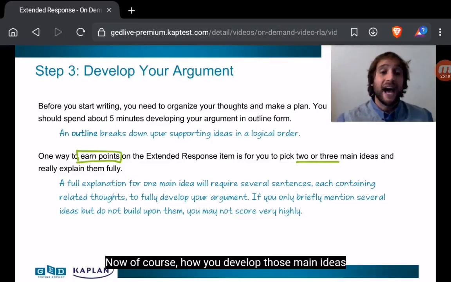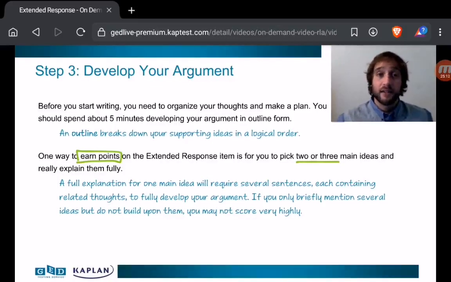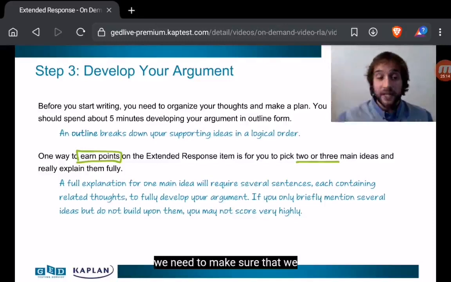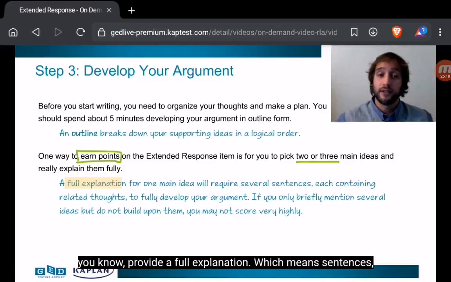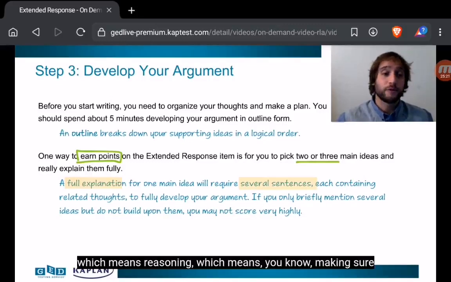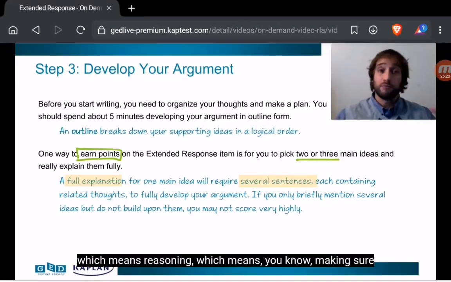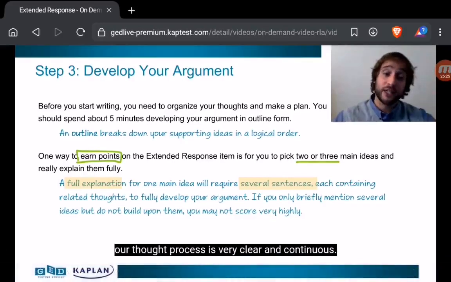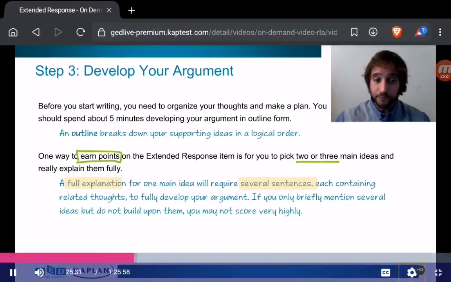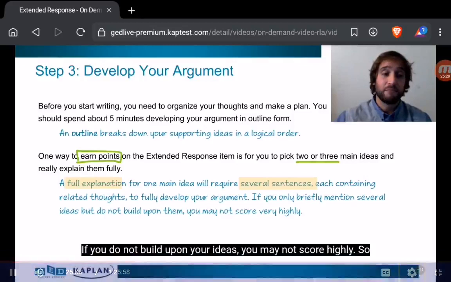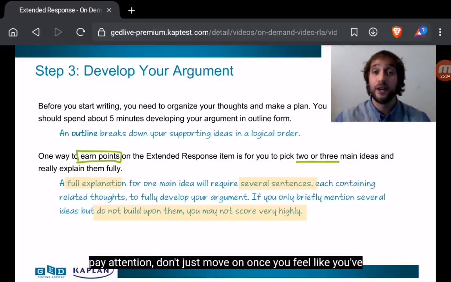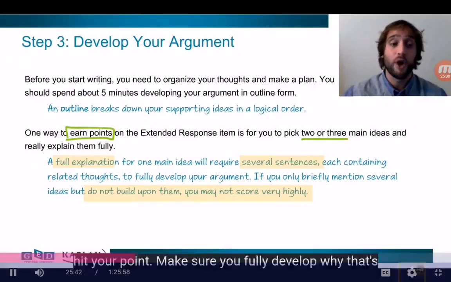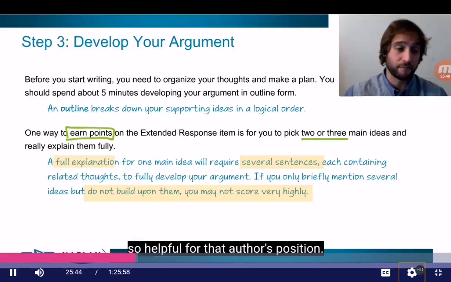Now, of course, how you develop those main ideas is important, and we need to make sure that we provide a full explanation, which means sentences, which means reasoning, which means making sure our thought process is very clear and continuous. If you do not build upon your ideas, you may not score highly. So pay attention. Don't just move on once you feel like you've hit your point. Make sure you fully develop why that's so helpful for that author's position.